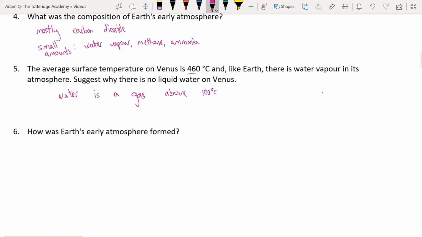And then finally, how was Earth's early atmosphere formed? And we write there simply: from volcanoes releasing gases.